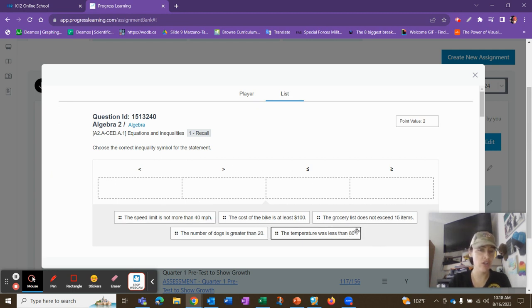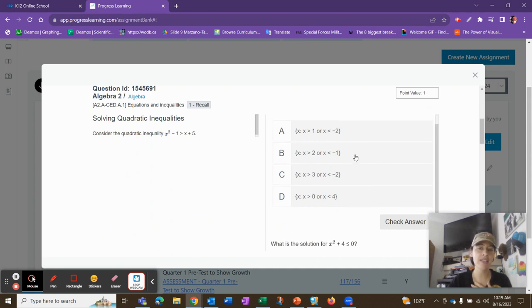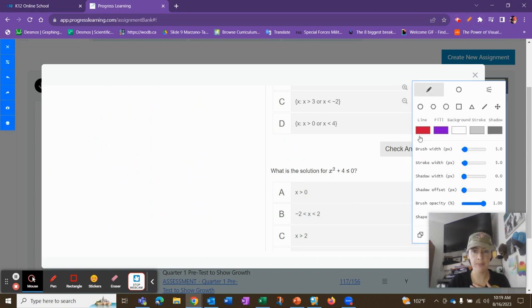This one you guys should know, so try again, paying attention to the phrases: not more than, at least, does not exceed. What are those symbols? And then just try your best. This one, however, is a quadratic inequality, something that we're not going to talk about until Unit 3. And down here is dealing with radical solutions, and we won't deal with that until Unit 2. So I truly apologize. Let's go ahead and use this, and we'll talk about this bottom one first, okay?